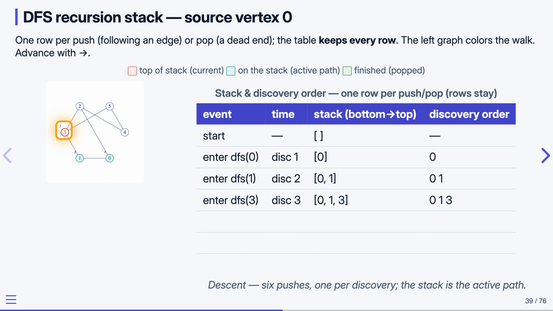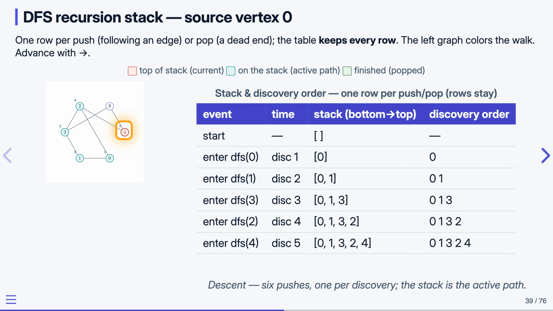From 1, the first unvisited neighbor is 3. We push a frame for 3 with discovery time 3. The walk is plunging deeper. From 3, the first unvisited neighbor is 2. We push a frame for 2 with discovery time 4. From 2, the first unvisited neighbor is 4. We push a frame for 4 with discovery time 5.